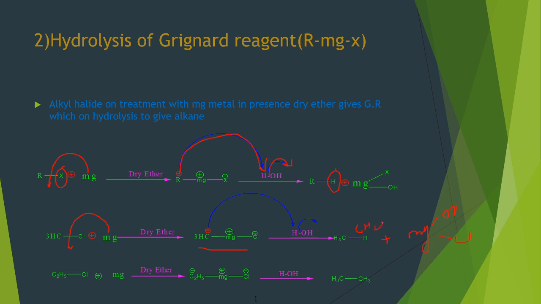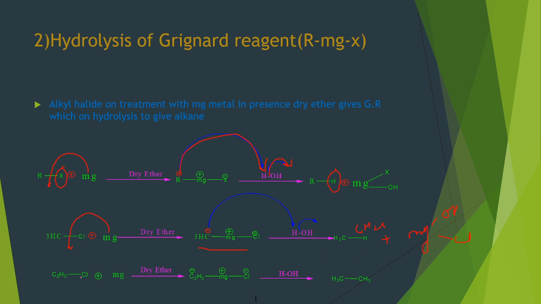The product is methane. Methyl chloride on treatment with magnesium metal in presence of dry ether gives a Grignard reagent, which on hydrolysis gives its corresponding methane as a product.